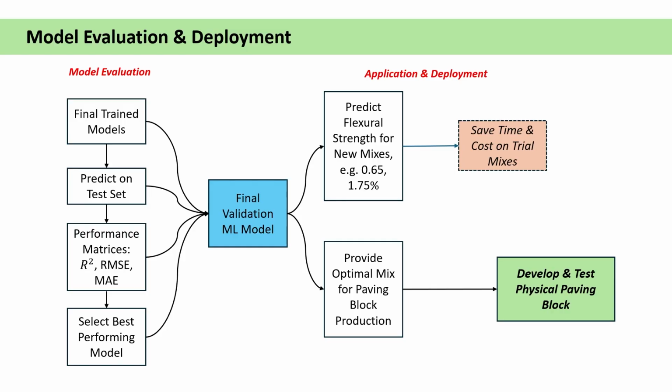This model will then be used to predict flexural strength at intermediate fiber percentages, for example, 0.75 or 1.25 or 1.35, whatever you want, which are not physically tested in the laboratory, and it will predict this strength by using this model. In this way, machine learning will significantly reduce the number of trials and save both time and cost.